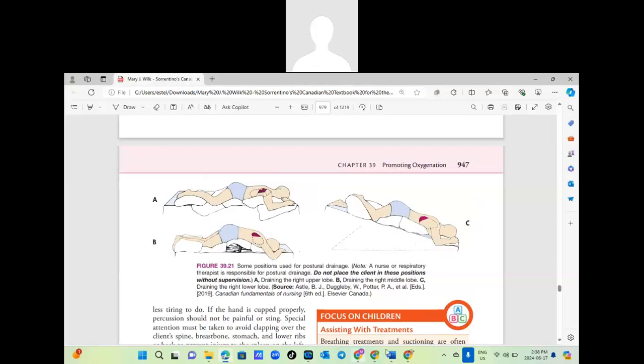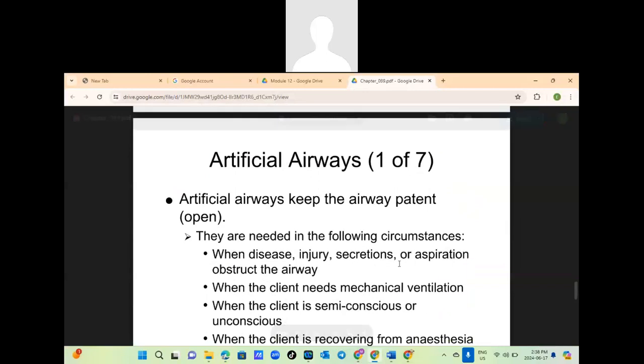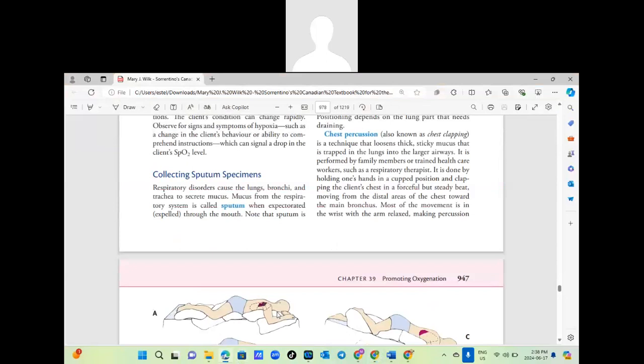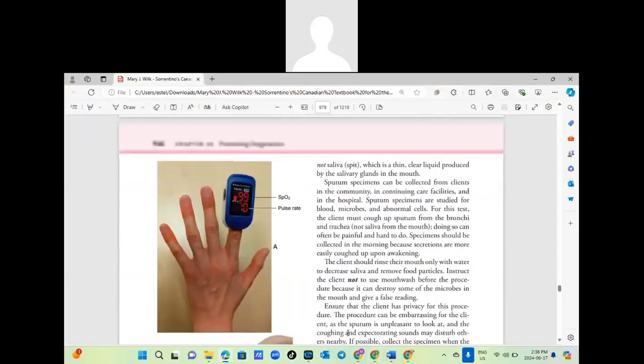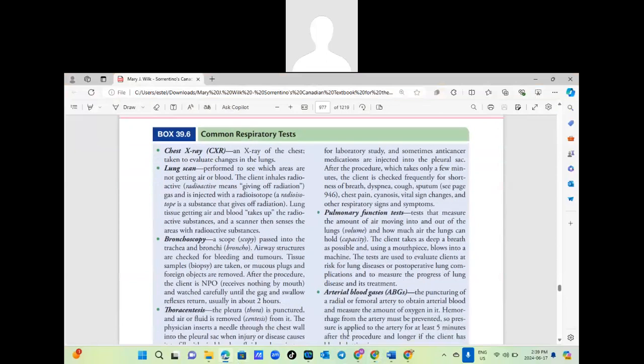Okay, let me go back to our book, and then we'll read the different diagnostic tests, okay? Respiratory tests. So we have the x-ray, okay? An x-ray of the chest is taken to evaluate changes in the lungs. We also have the lung scan. It is performed to see which areas are not getting air or blood.